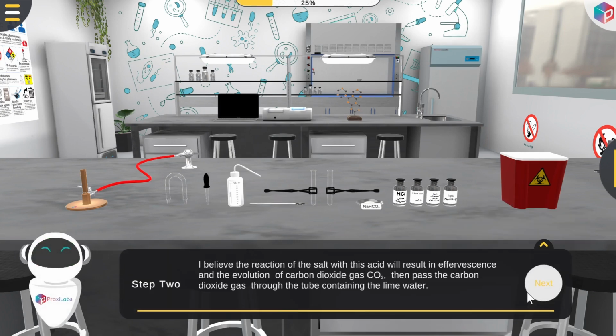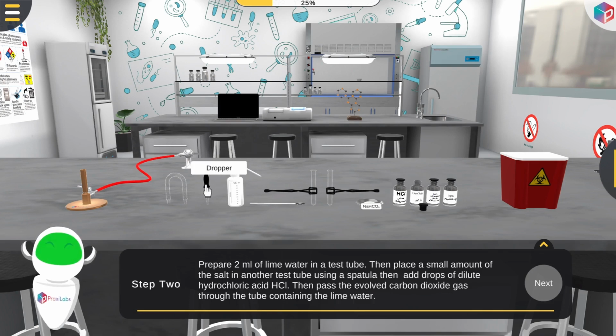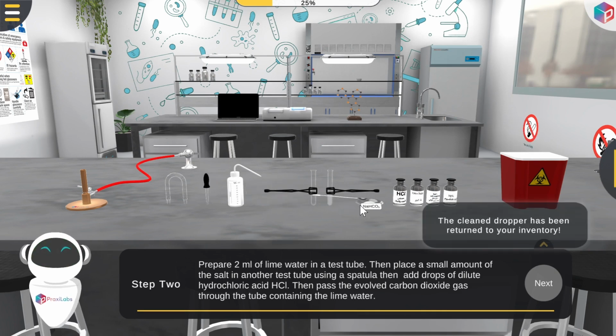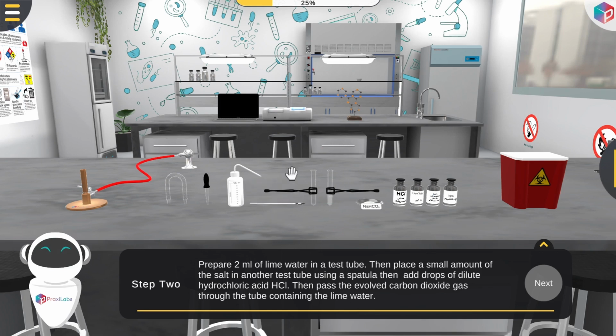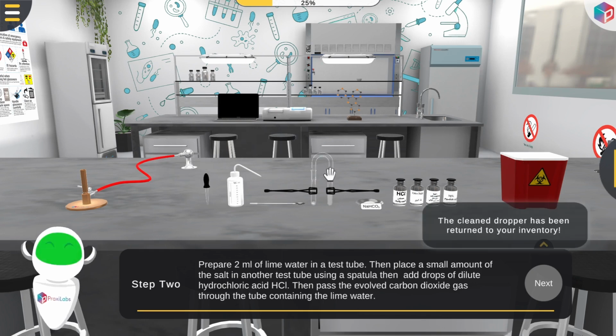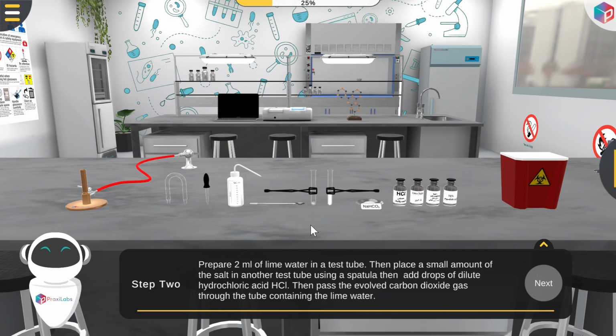Step 2. Next, we will test the reaction of the salt with dilute hydrochloric acid. 1. Prepare 2 milliliters of lime water in a test tube. 2. In another test tube, place a small amount of the salt using a spatula. 3. Add drops of dilute hydrochloric acid. 4. Pass the carbon dioxide gas evolved into the lime water.